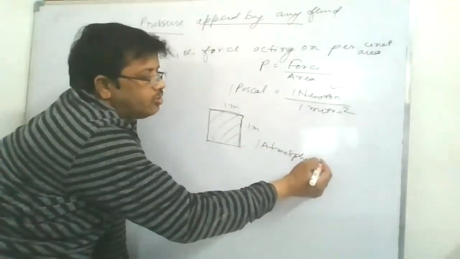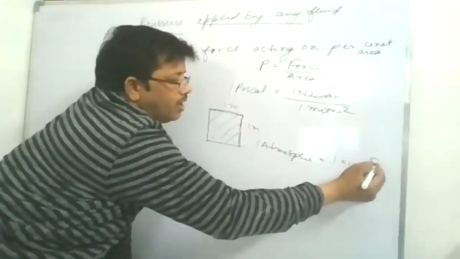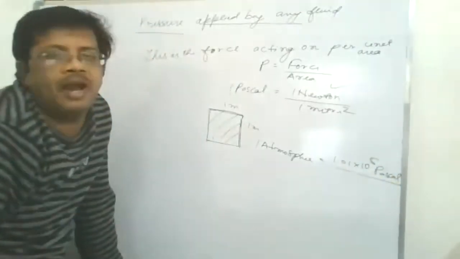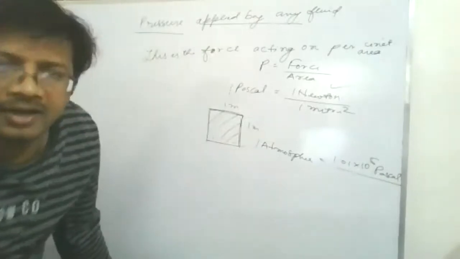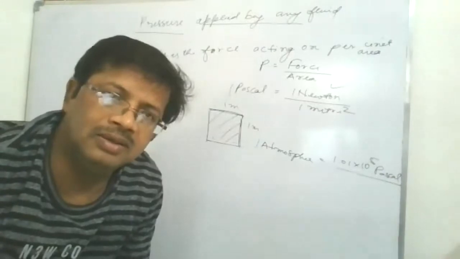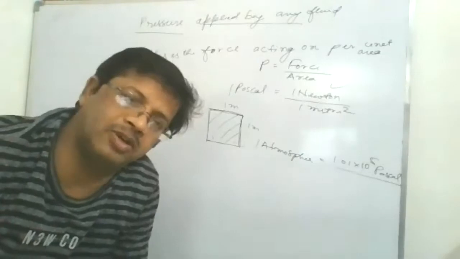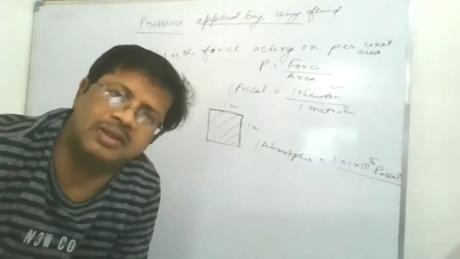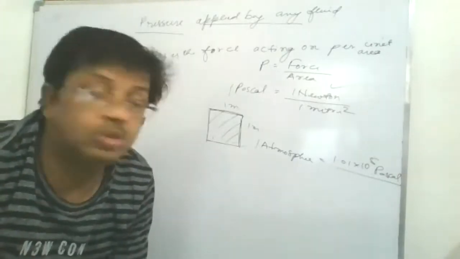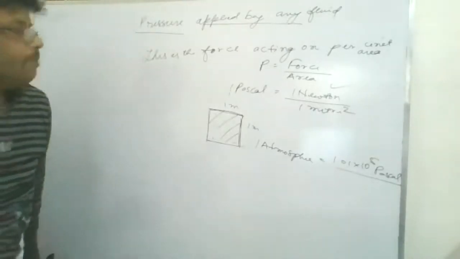And this 1 atmosphere is equal to 1.01 into 10 to the power 5, यानी कि 1 lakh Pascal. This is the amount of force applied by the atmospheric gases on Earth's surface over 1 meter square area. Now, let us see how we can determine the pressure applied by any fluid.